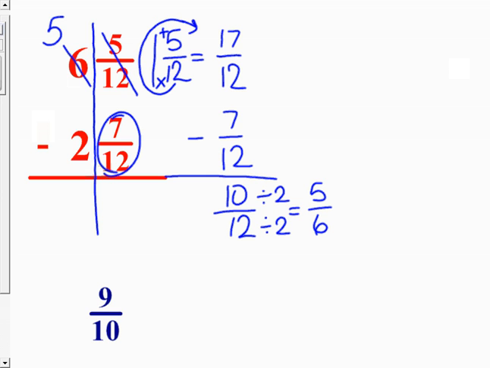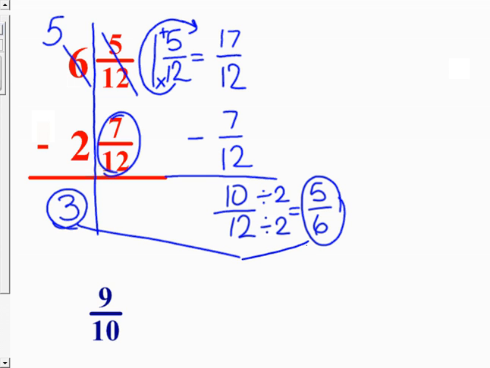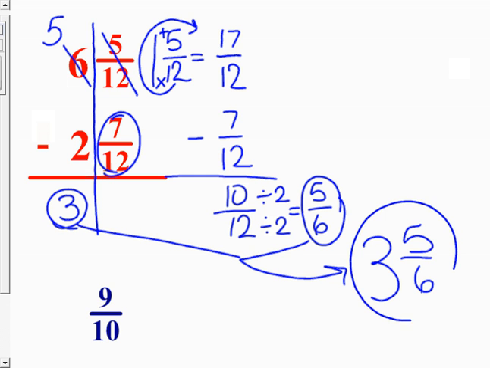There's nothing else I can do on the fraction part of this problem. So my fraction part of the answer is 5/6. My whole number part is, remember I borrowed from the 6, it's not a 6 anymore, it's a 5. 5 minus 2 is 3. So my final answer for this problem is 3 and 5/6. I want to do one more example.